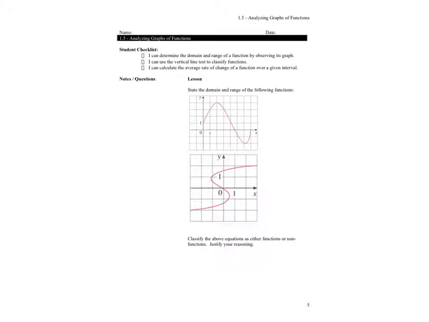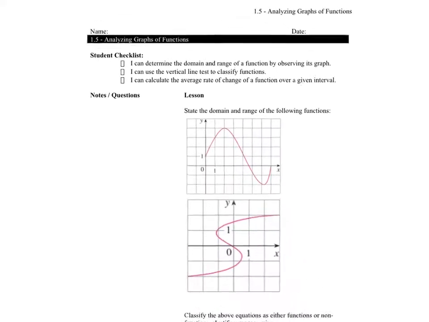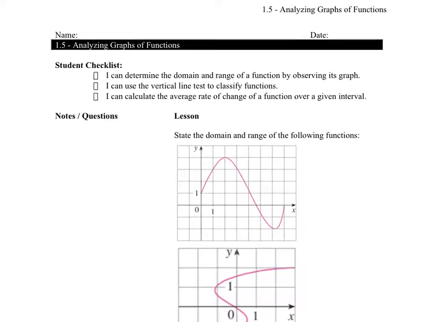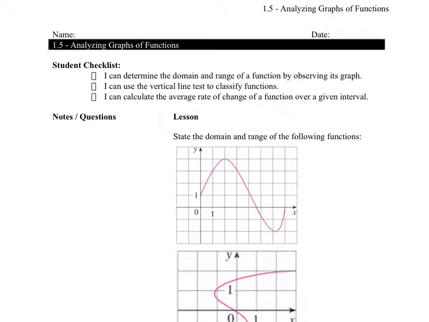All right, so what we're going to do in this lesson is begin to analyze graphs of functions. And largely what we're going to be working on here is figuring out what is the domain of a function, what is the range of a function if we can see it, and we're going to be determining if it's a function or not. We're also going to introduce the average rate of change formula, which many of you are familiar with. We're going to practice using that in class.